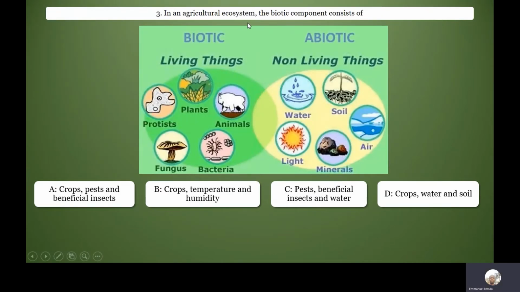In an agricultural ecosystem, the biotic component consists of, the correct option here is A, crops, pests, and beneficial insects. When you are talking about biotic components of an ecosystem, we are talking about the living things in that ecosystem, the living components of the ecosystem. The non-living components of the ecosystem are called abiotic factors. So the correct option here is A.